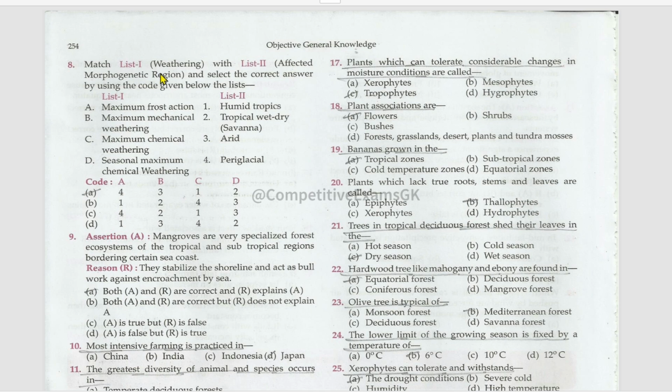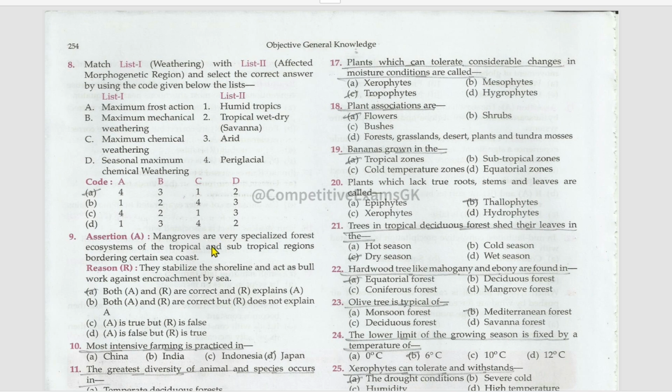Next, matching. List one are the weathering and list two affected morphogenetic regions. Maximum frost action, periglacial. Maximum mechanical weathering, arid. Maximum chemical weathering, humid tropics. Seasonal maximum chemical weathering, tropical wet dry, that is savanna.